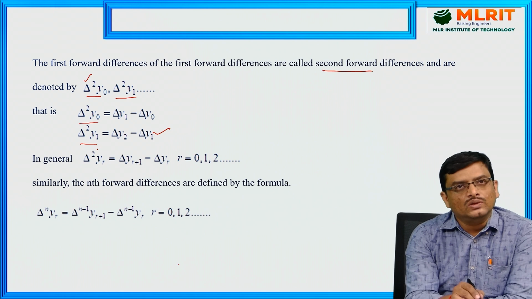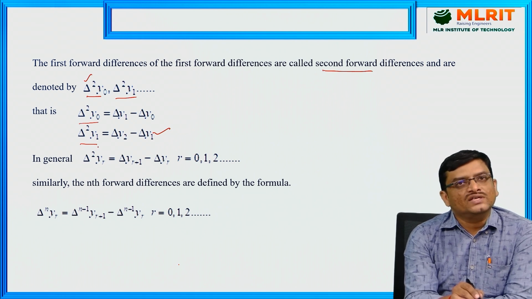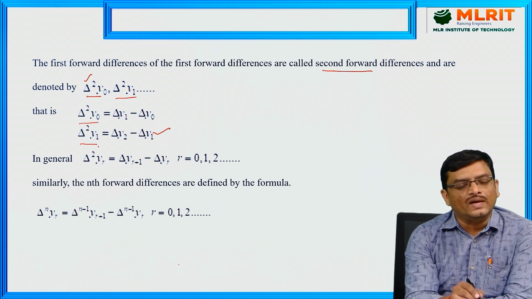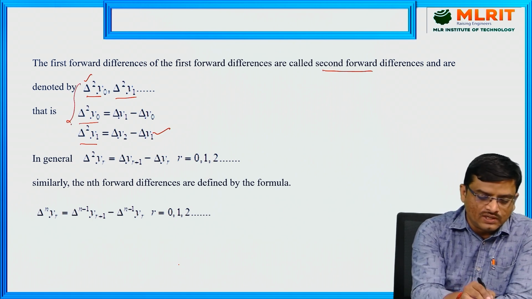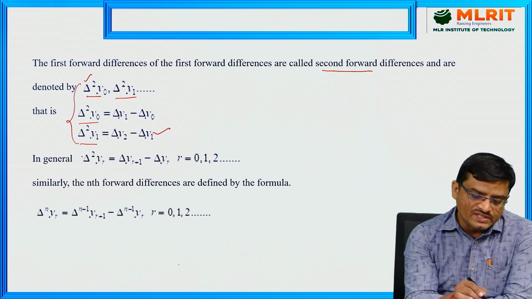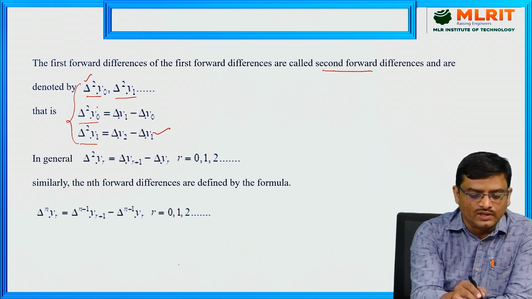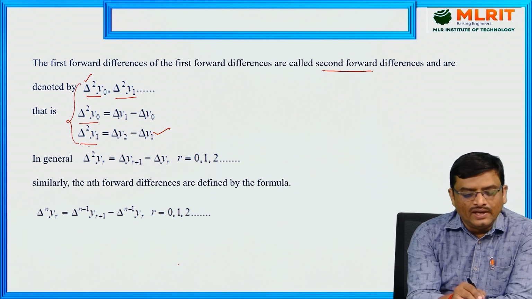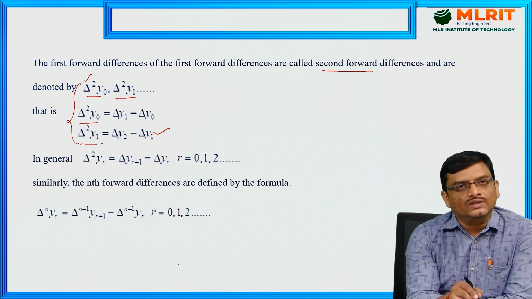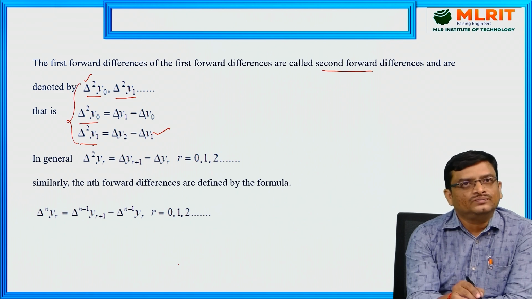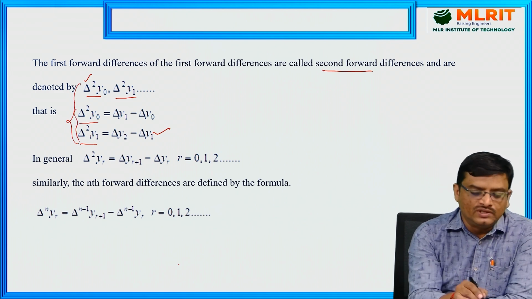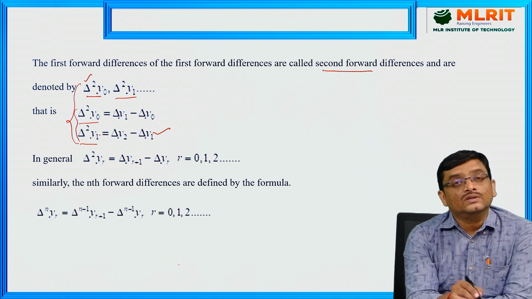Like this we can find the differences of the first forward differences and get the second forward difference values. Whatever values we got in the second forward differences, once again if you find the differences of these values, delta square y0, delta square y1, delta square y2, delta square y3, which are the values in the second forward difference column, you will get the third forward differences of the y values.